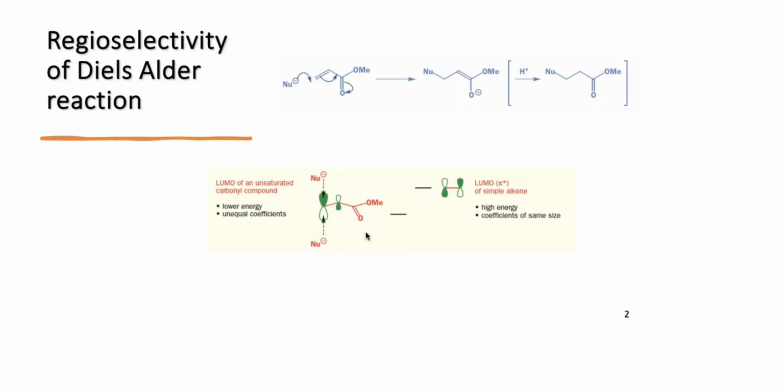As we can see here, this dienophile is lower in energy. The LUMO is lower in energy because of the presence of this carbonyl group, and it has unequal coefficients. Because of the unequal coefficients, the orbital contribution at this 4th position is greater, and the nucleophile will come and react at this position.